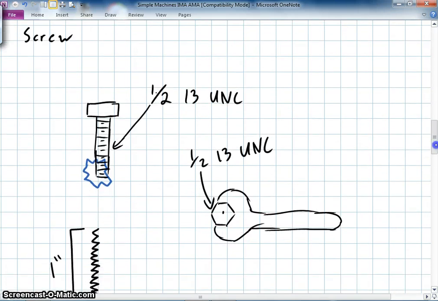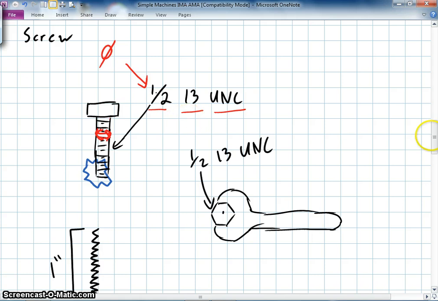Now in a screw, it's a bit different here. We have a thread call out, and you'll see we have a 1/2-13 UNC thread. That is a standard call out for a bolt of some type. And what this all means, the first part here is the diameter of the bolt, the distance from here to here. That means that this bolt is a 1/2 inch in diameter.